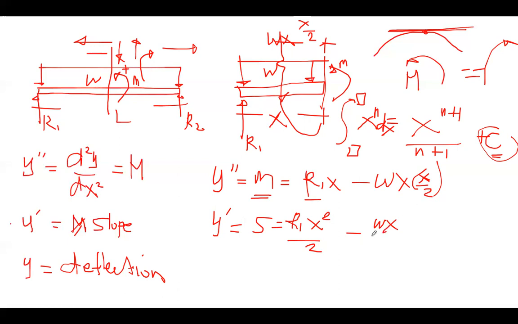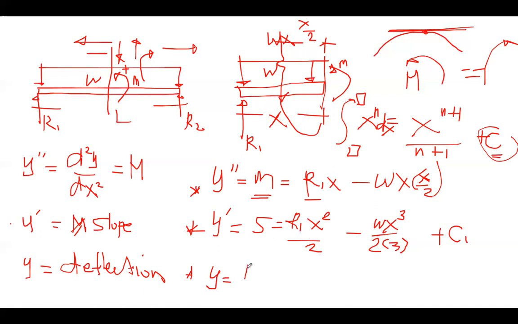X squared over 2, x squared. So x to the power of 2 plus 1, over 3. Plus C1. Now, if you want to get the formula, we're actually getting the equation. Equation of the moment, equation of the slope. Then here is the equation of the deflection. Once you have the equation of the deflection, you can determine the specific deflection at a specific distance along the beam.